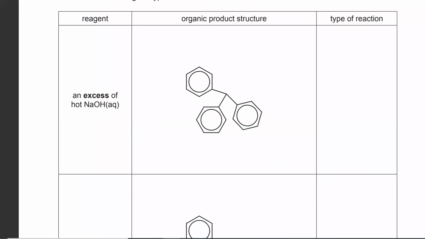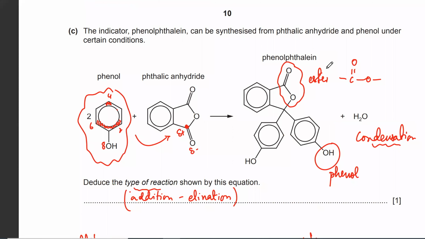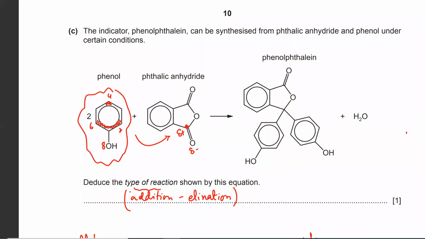Now, so when you have an excess of hot NaOH, remember esters will break down. An ester will undergo alkaline hydrolysis. So first one, if you react this phenolphthalein molecule, this entire big molecule over here, if you react it with hot NaOH.